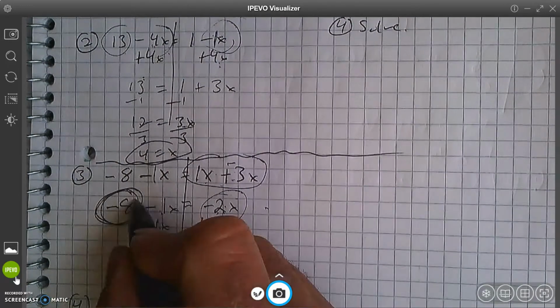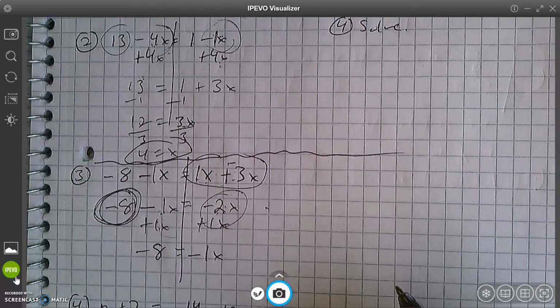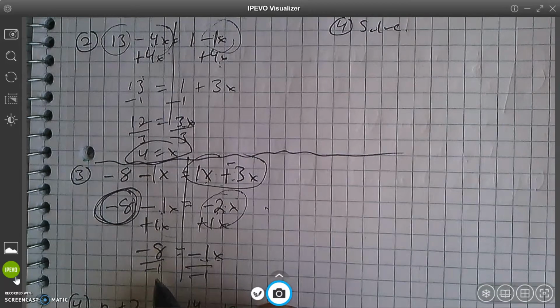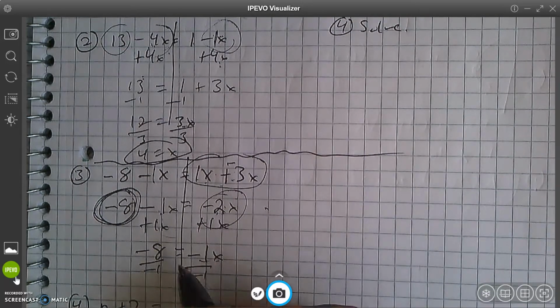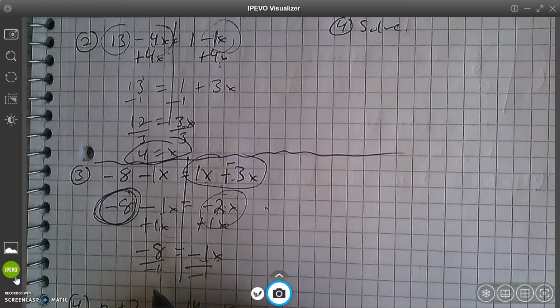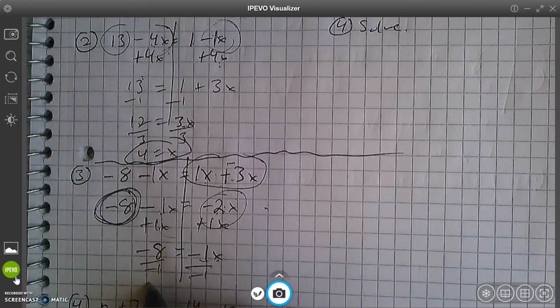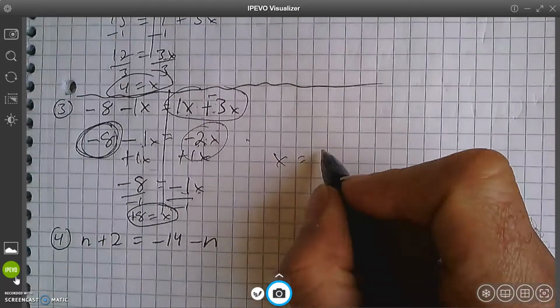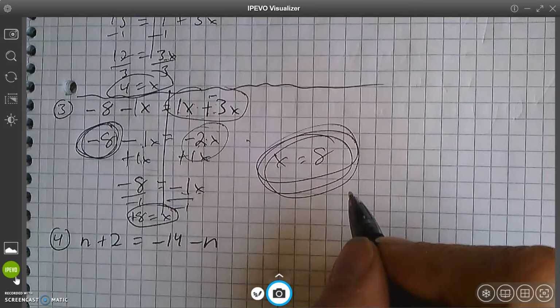Over here, don't forget that negative in front of the 8. The opposite of multiplication is division. Negative 8 divided by negative 1 is positive 8. A negative divided by a negative is a positive. So x equals positive 8. There you go.